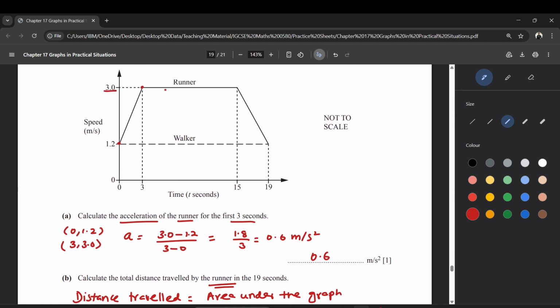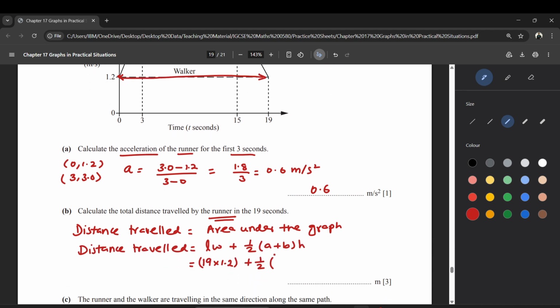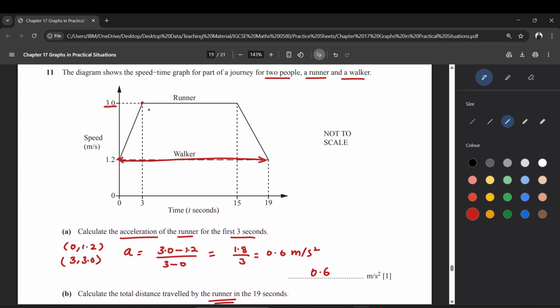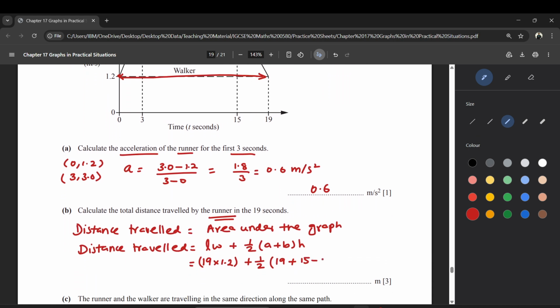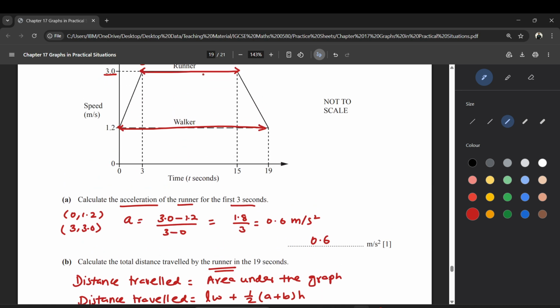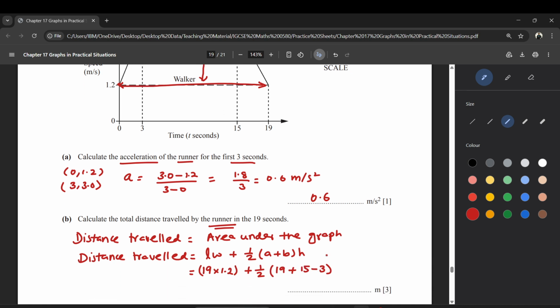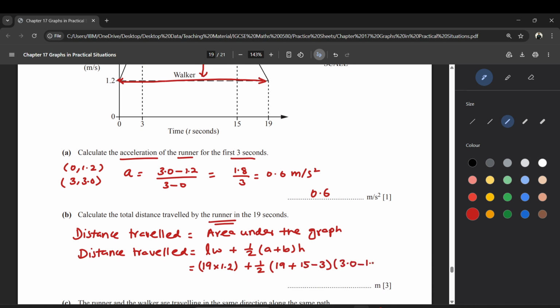Now, as for the trapezium, we can see the first parallel side is going to be 19, plus, as for the second one, this would be the difference between 15 and 3. So 15 minus 3, which we will work out as 12. And then, what is the height? That is this difference, right? The height between the parallel sides. So that would be 3 minus 1.2. That would be the height of the trapezium, this one.